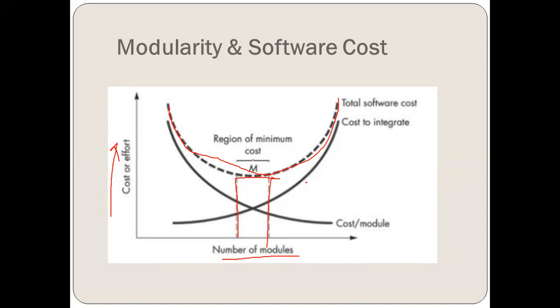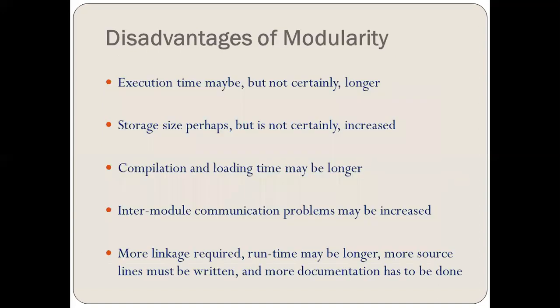That means we should understand that the number of modules should be limited to a point where it does not increase the cost of the software plus the effort for the software by increasing the development cost of modules and the integration cost of modules. So that is what we have defined in this particular modularity and software cost.